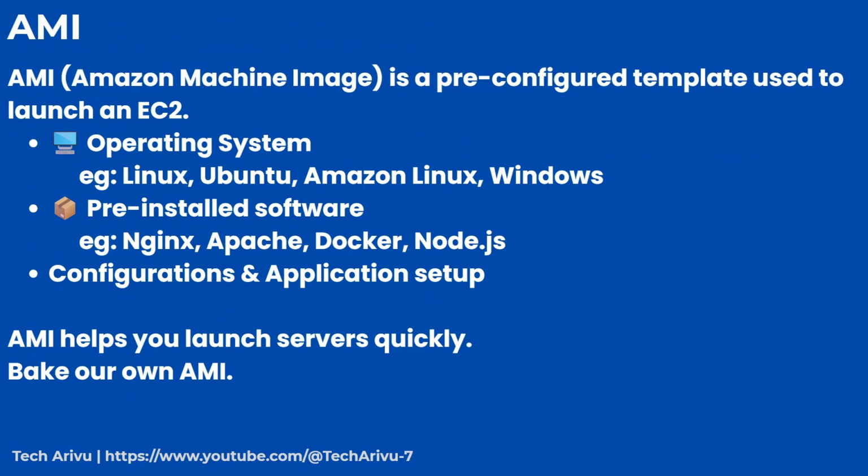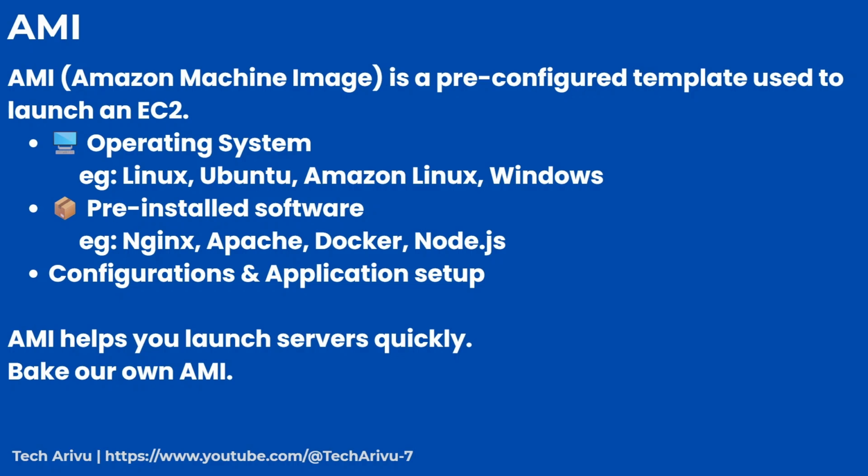Before launching a house, we need a blueprint, right? So similarly, before launching an EC2 instance, we need something called an AMI. AMI stands for Amazon Machine Image. Think of it like a ready-made template. It already contains the operating system, software packages, and configurations required to start the server. So operating systems like Linux, Ubuntu, and pre-installed software like Apache, Docker, all this is composed in an AMI image.